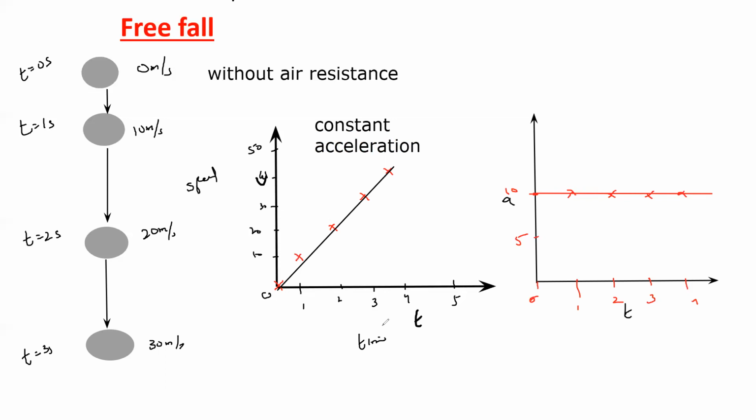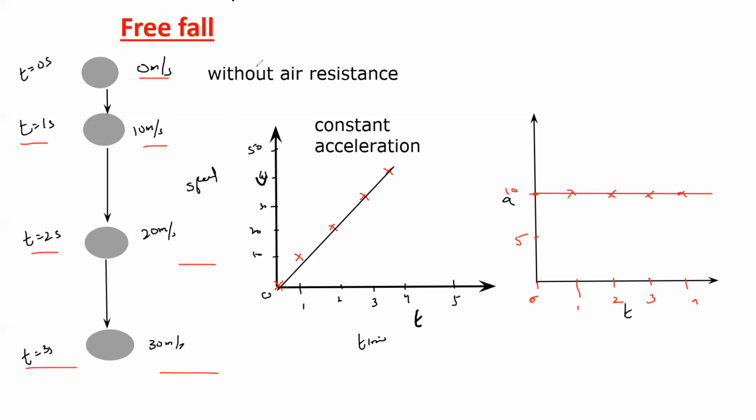But what will happen if there is air resistance? If there is air resistance, the acceleration of the object will decrease. It will not be constant. The acceleration will change. The difference between the graphs: this is a speed time graph. When time is equal to 0, speed was 0. When time is equal to 1, speed is 10. When time is equal to 2, speed is 20. Time is equal to 3, speed is 30.